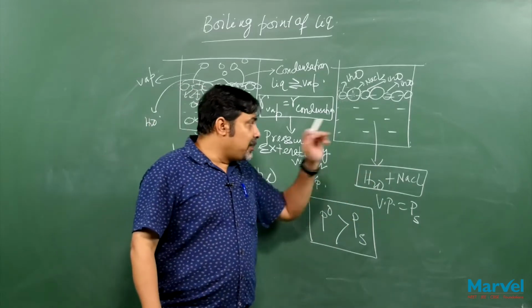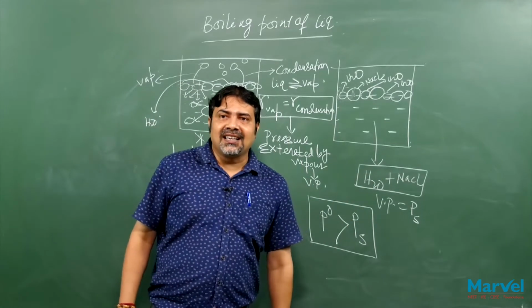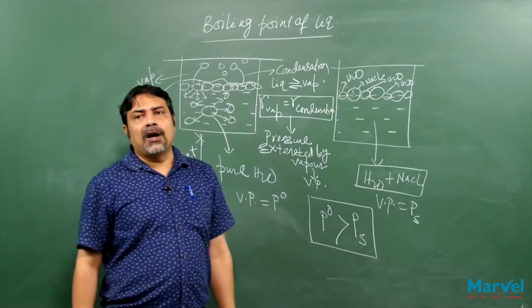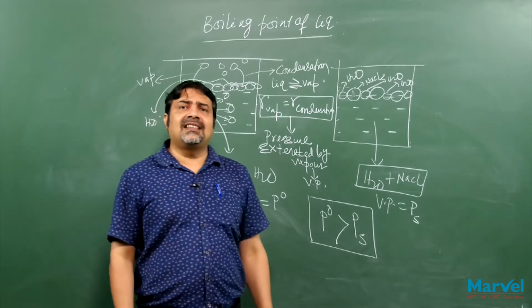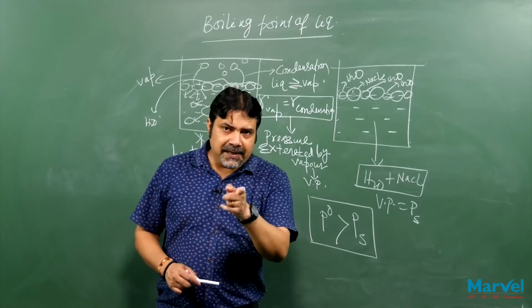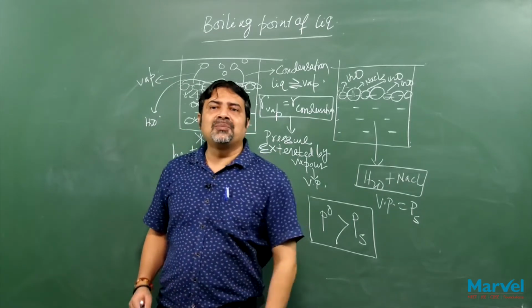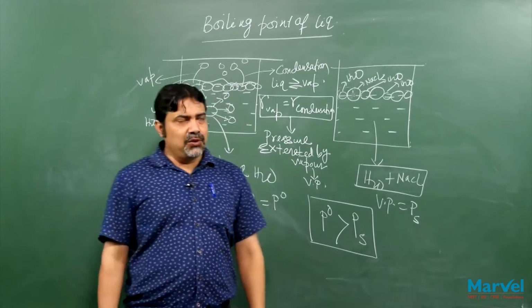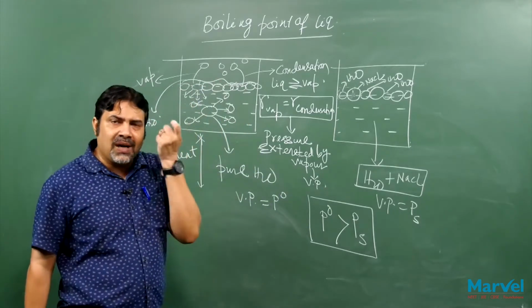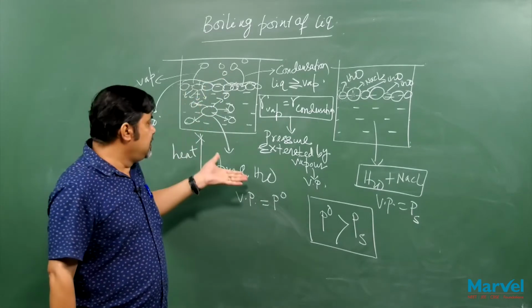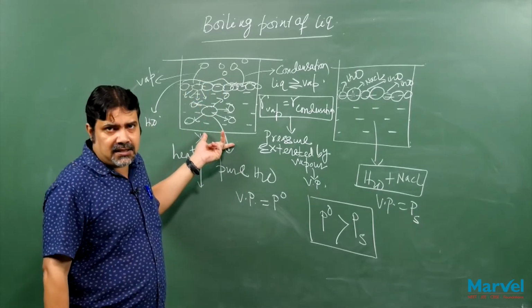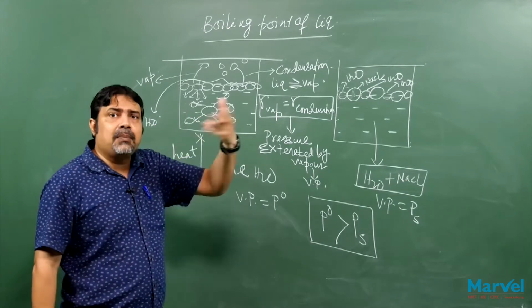That is why the boiling point of salt water is more compared to the boiling point of pure water. What is boiling point? The boiling point is the temperature at which the vapor pressure equals the atmospheric pressure. Atmospheric pressure, you know, is 1 atmosphere. To reach 1 atmosphere, the vapor needs 100 degrees centigrade. When it reaches that, boiling will start.